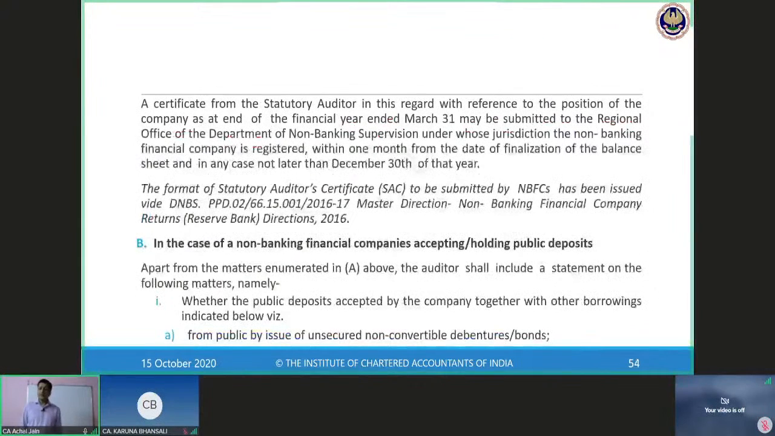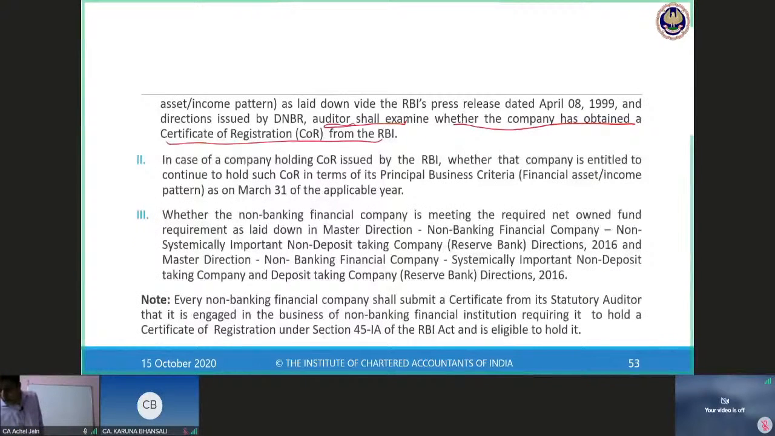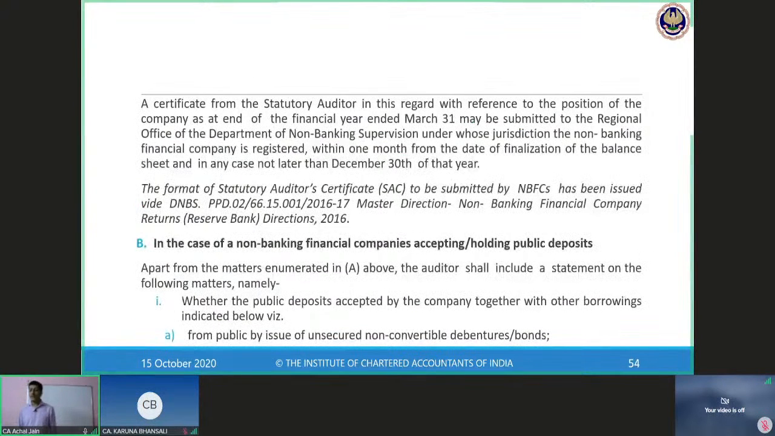A certificate from the statutory auditor is required to be obtained. For what? That it is engaged in the business of NBFC, requiring it to hold a certificate of registration, and it is eligible to hold it. So the auditor will provide this certificate, and the auditor's certificate in this regard with reference to the position of the company as at the particular reporting date.